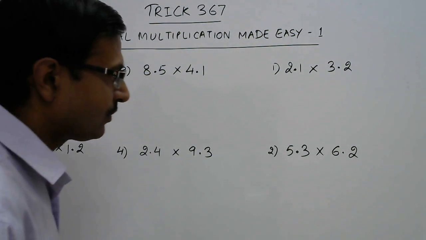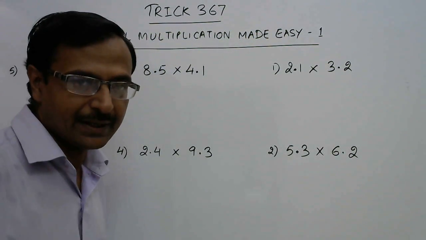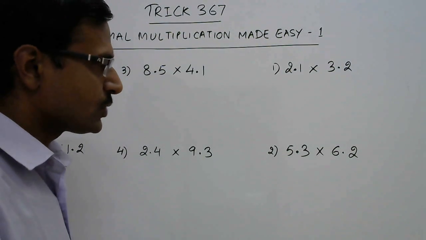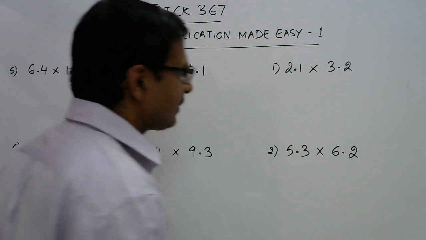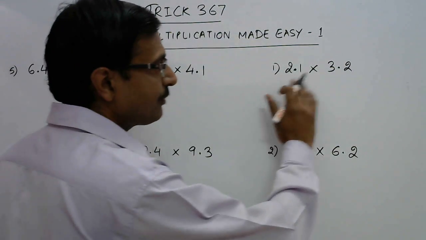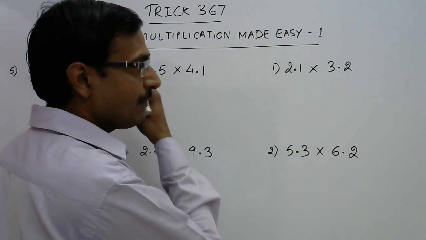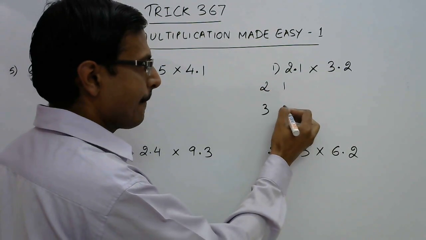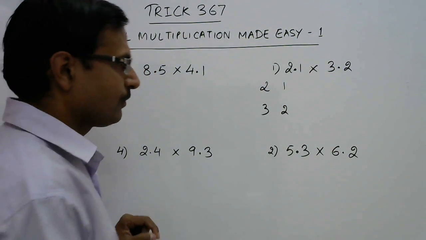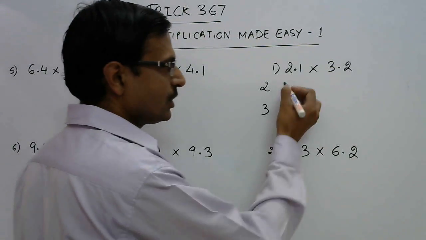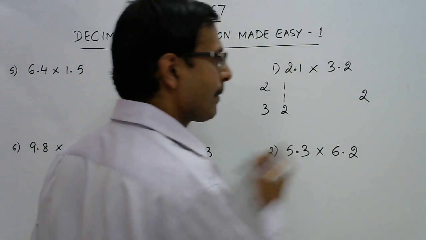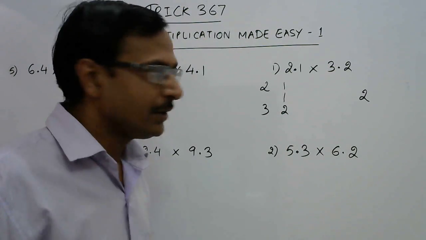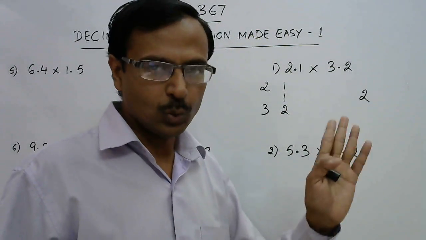Now let's try and solve the first one and understand how it goes. I'm going to solve this using 3 steps. The first step is, whenever you have 2 digits, see 21 and 32. First thing is, you just multiply the unit places. 2 ones are 2, so write 2 here. Obviously, it is a single digit number, so you don't need to remember the carry number. So 2 ones are 2, it's a single digit, so write 2.